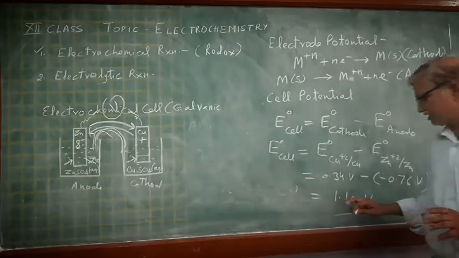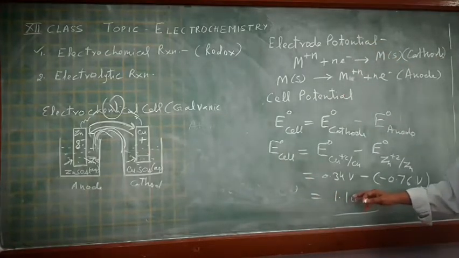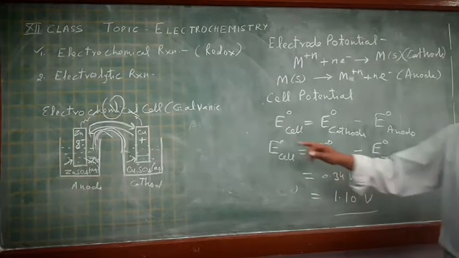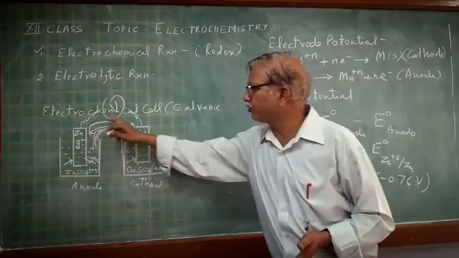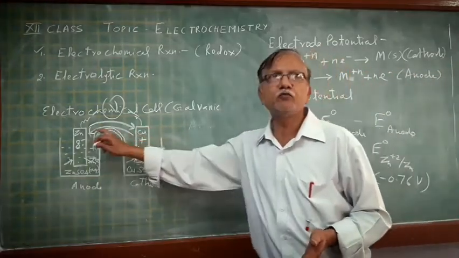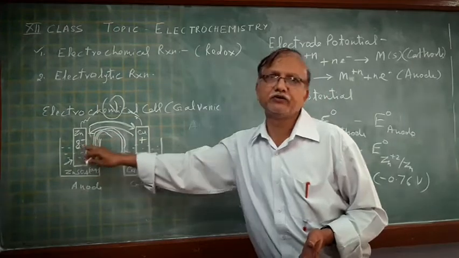Means if the external potential is less than the standard potential of the cell, then there is flow of electrons from anode to cathode and flow of current from cathode to anode.